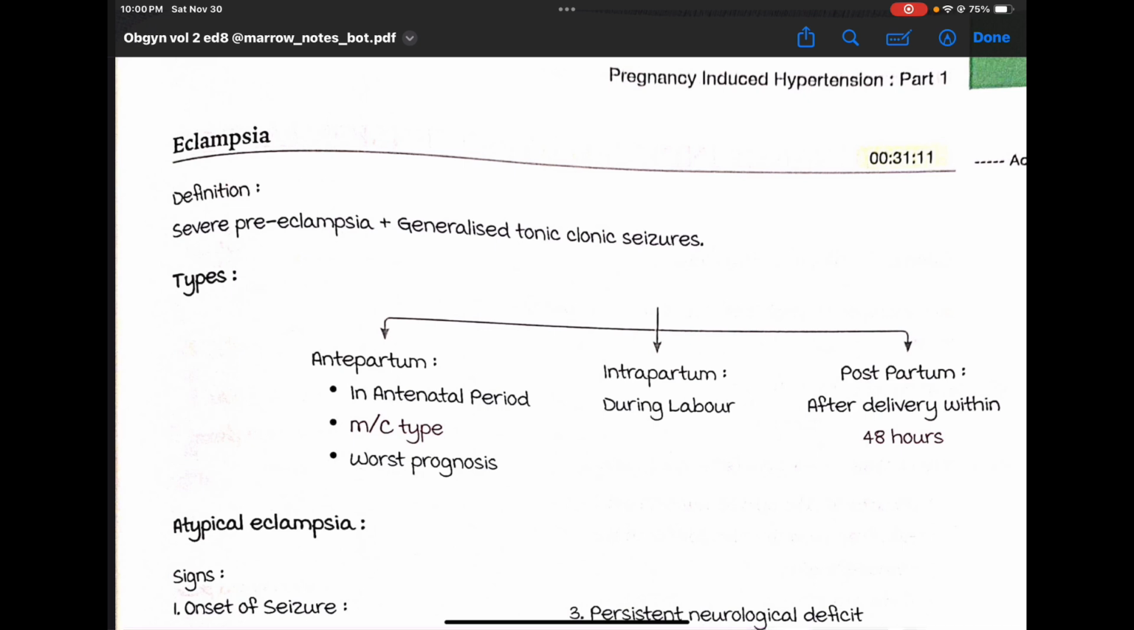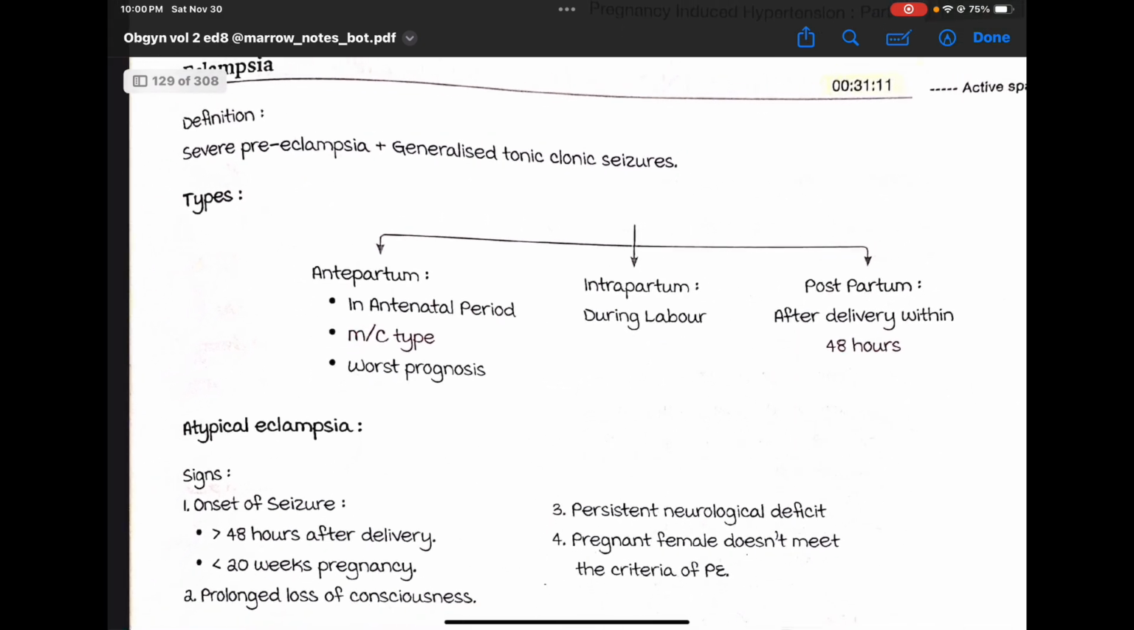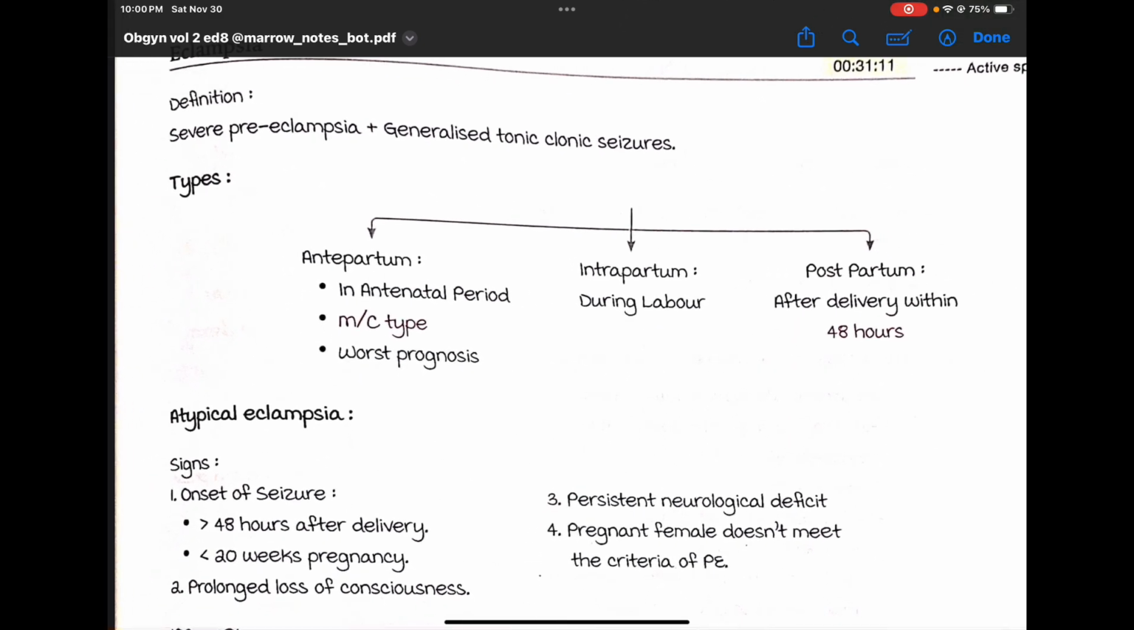Types: antepartum, intrapartum, postpartum. Antepartum is in the antenatal period, the most common type, with the worst prognosis. So it is during the pregnancy. Intrapartum is during labor, and postpartum is after delivery, within 48 hours.